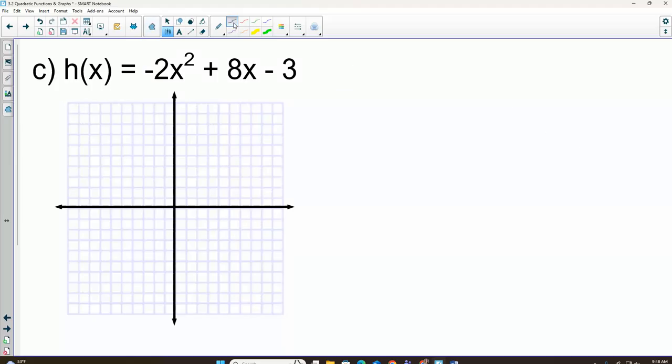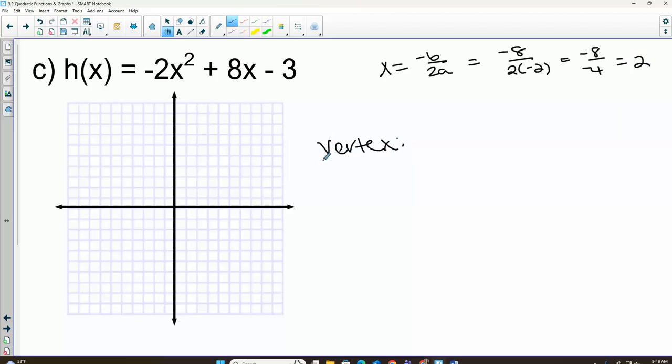How do we find a vertex? So if we do that, that would be the opposite of 8 over 2 times negative 2. So negative 8 over negative 4 is 2. A vertex is a point. It's an ordered pair. All we have so far is the x value of that ordered pair. How do we find y?